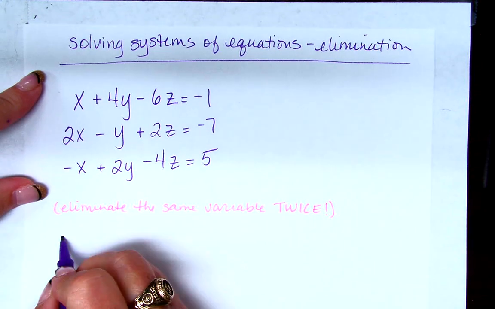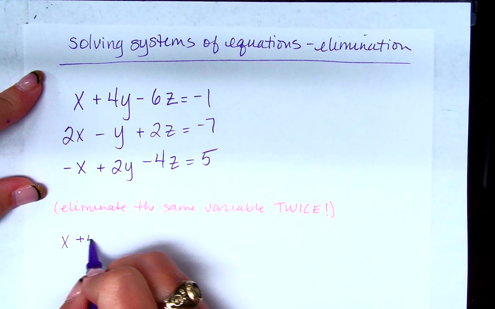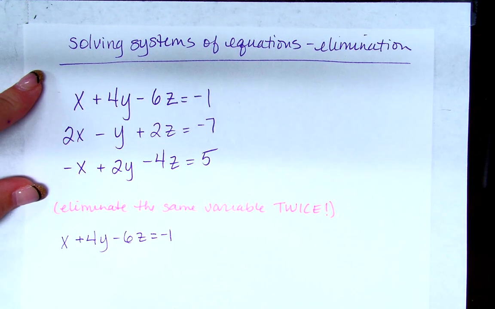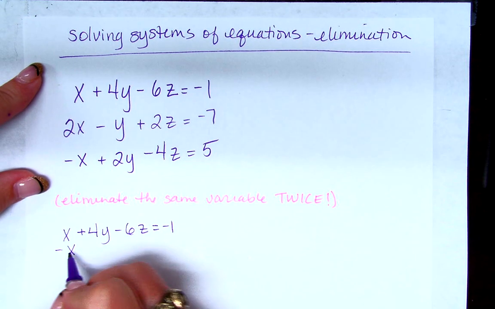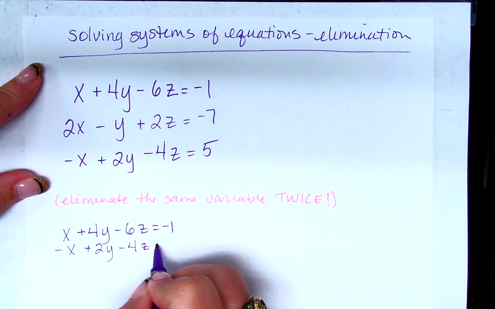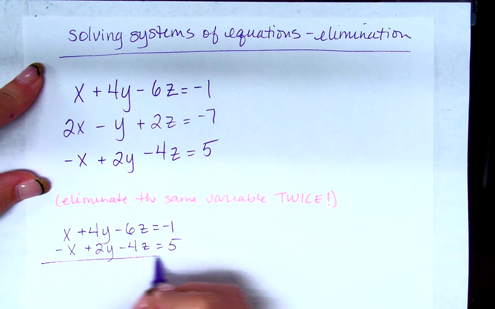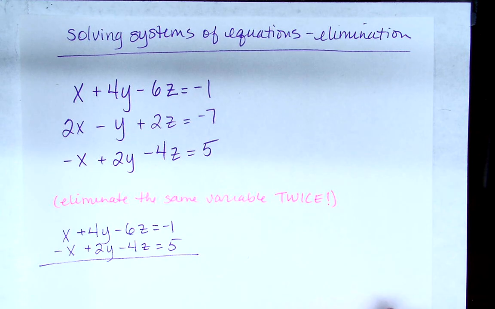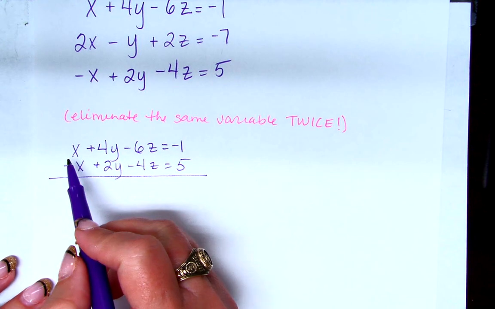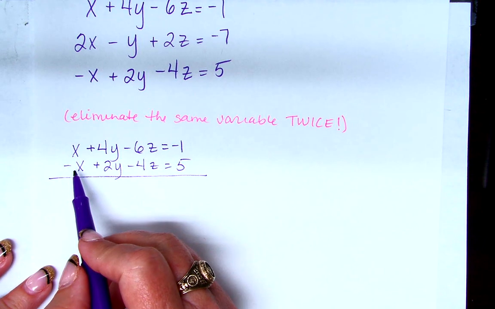Okay, so I'm going to write the first one down. x plus 4y minus 6z equals negative 1. And then I'm going to write the last one down. Negative x plus 2y minus 4z equals 5. I'm going to add those two, I'm going to combine those two equations, yes? So x and negative x.